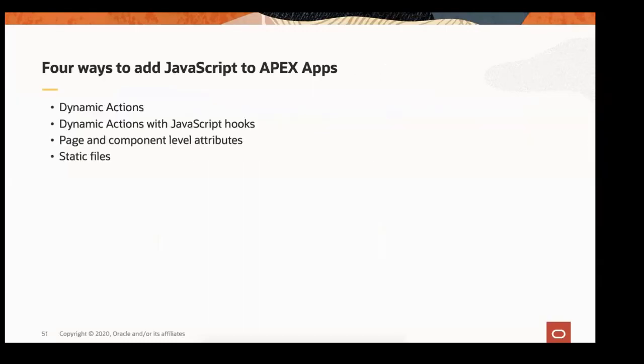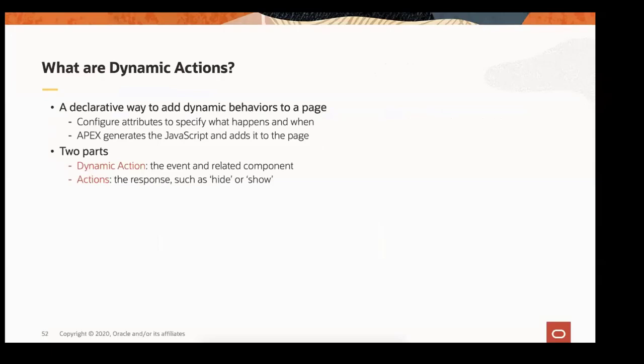Of course, to understand what that means, you have to know some concepts about dynamic actions. And the way I like to think about it, there are 4 different ways that you can add JavaScript to an Apex application. You can use dynamic actions with JavaScript hooks, page and component level attributes, and then static files. I think of these as a progression.